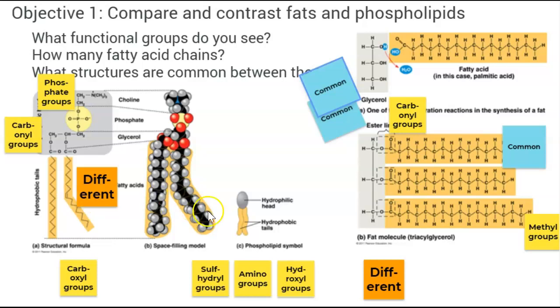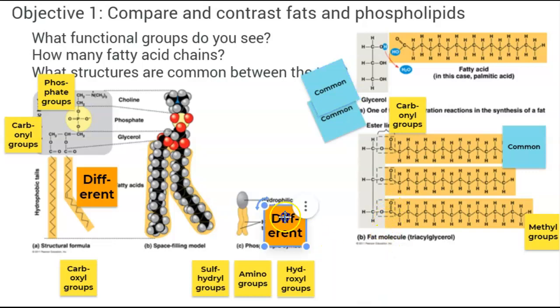And then another big difference is that there is no phosphate group over here on the fatty acid, or on the fat. So basically, in order to get a phospholipid, you take one of the fatty acid chains and you replace that with that phosphate group that's up here. So this phosphate group is different, and that actually gives it very different and important properties that we will look at a little bit later.